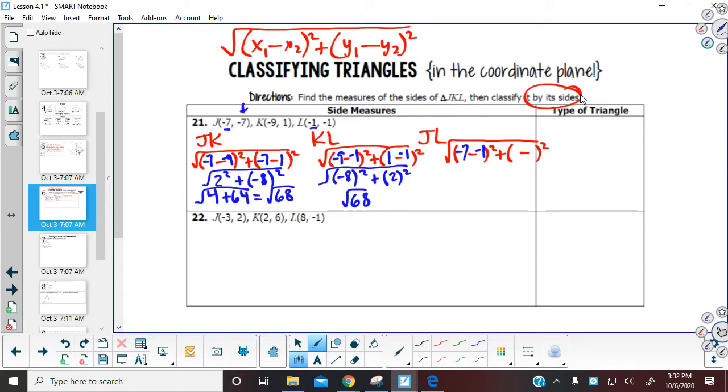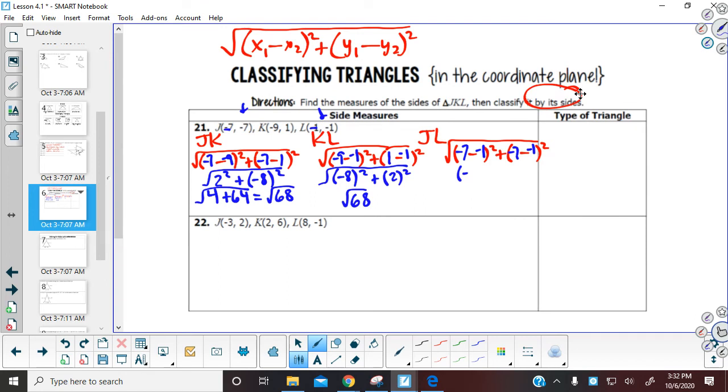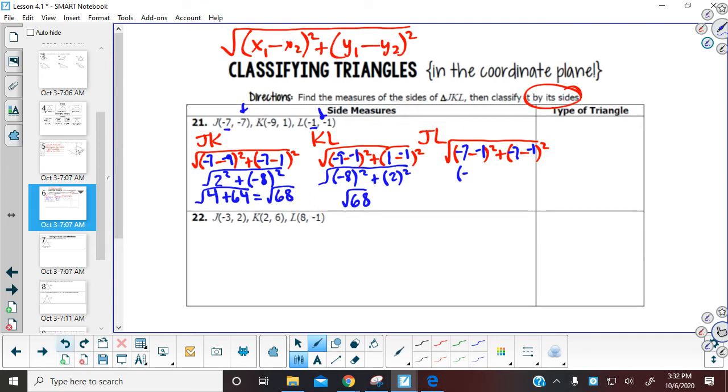And then my Y values, we have -7, -1 again. So when I look at these, I get -6, excuse me, -6 squared, -6 squared. In each one of those cases, you get positive 36. So 36 and 36 are going to give us the square root of 72.